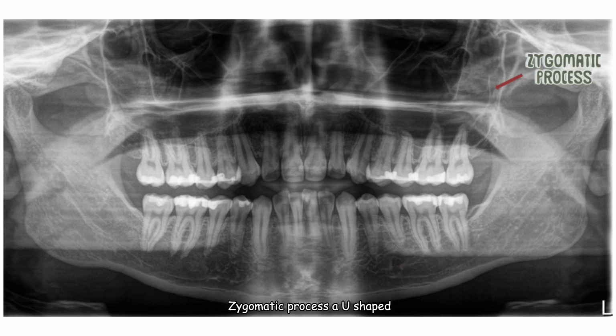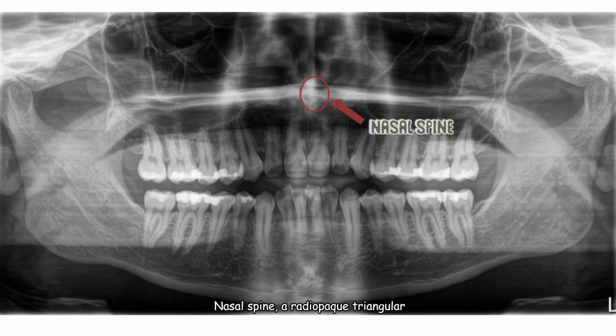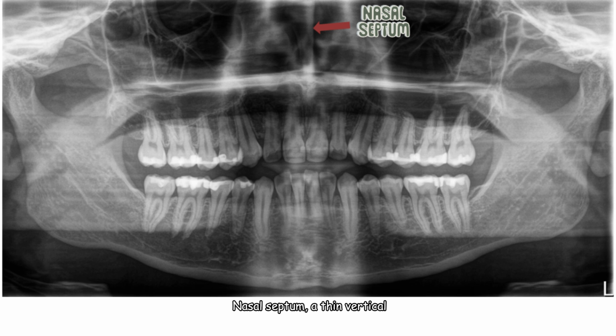Zygomatic process, a U-shaped radiopaque band superior to the maxillary molar apices. Nasal spine, a radiopaque triangular shape at the median palatal suture where the nasal septum and fossae meet. Nasal septum, a thin, vertical radiopaque line dividing the nasal cavity into two.